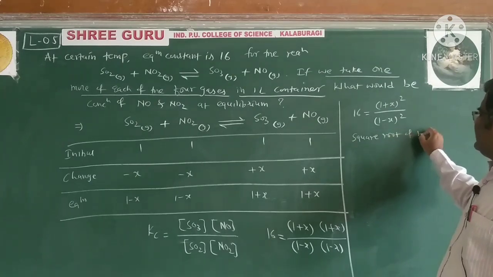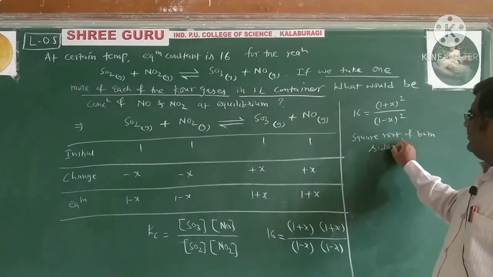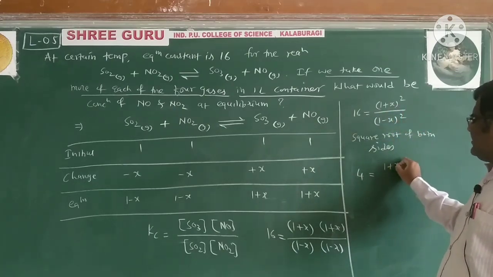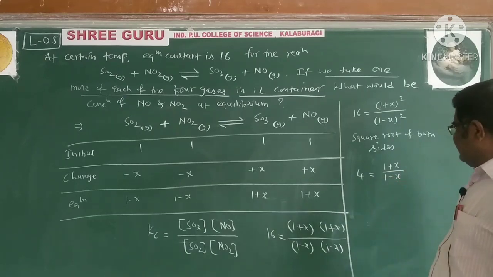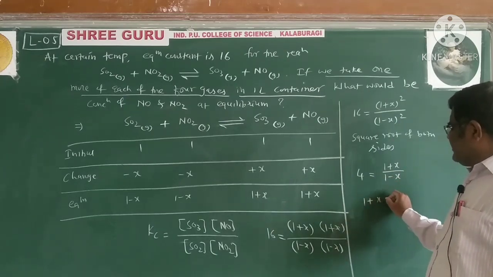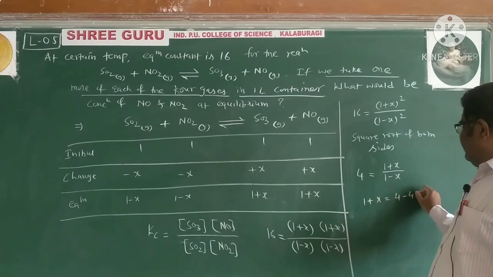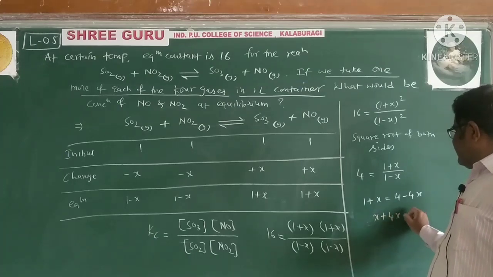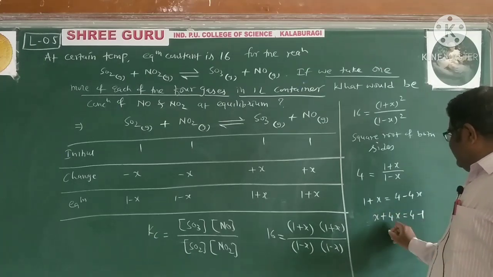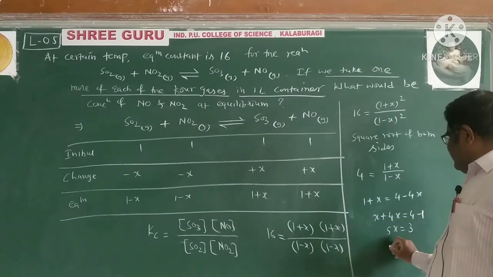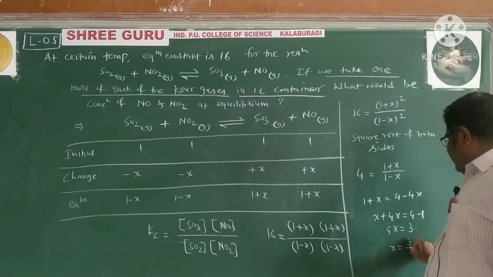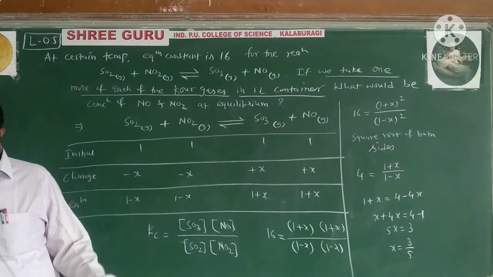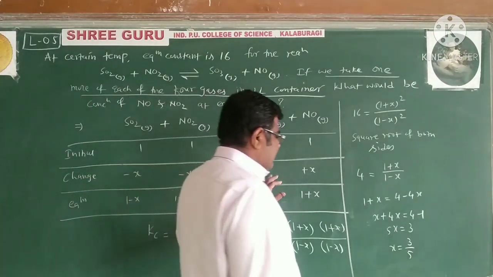Square root of both sides. Square root of 16 is 4. Square root of (1 plus x) square is 1 plus x, over 1 minus x. 1 plus x is equal to 4 minus 4x. x plus 4x equals 4 minus 1. 5x is equal to 3. x is equal to 3 by 5, which is nothing but 0.6 mole.